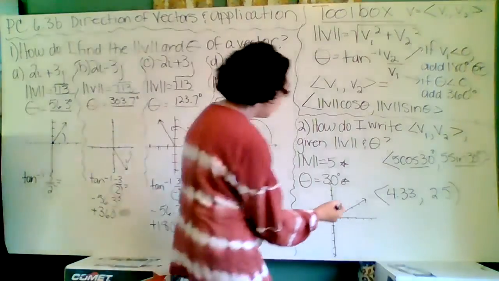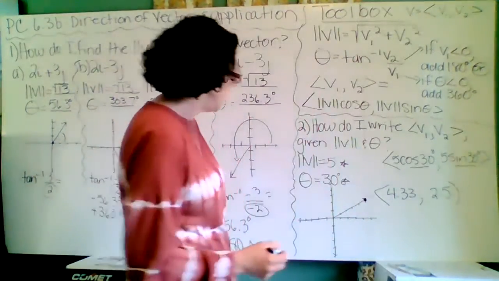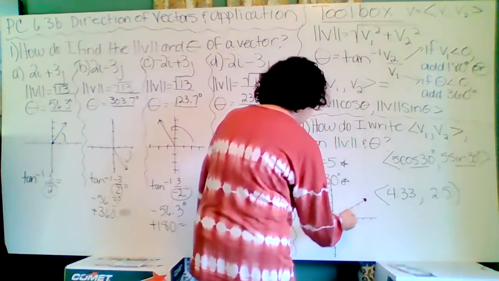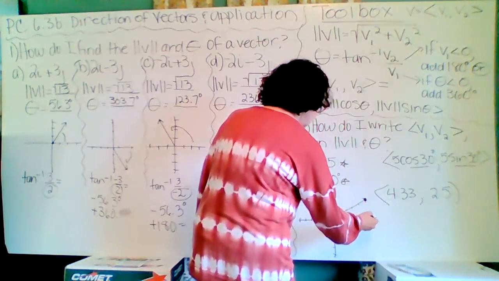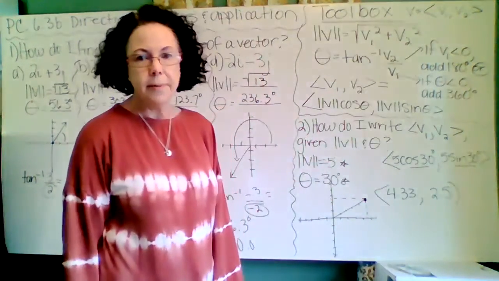Notice that this terminal point really here, except for my drawing, really could be about a 4.33, 1, 2, 3, 4, 4.33 and a 2.5. Look at that. It really does look like that terminal point.